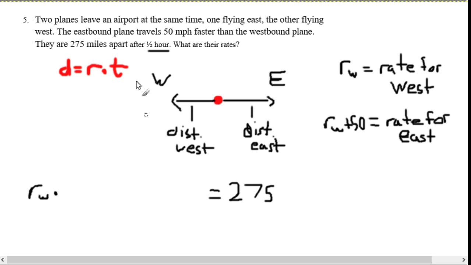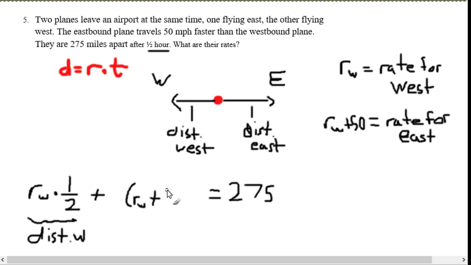Okay, so we're going to take the rate of the westbound plane times the amount of time, which again the time was 1/2 hour. So I'm going to multiply that by 1/2. Once again, this is my distance, right? This is my distance west, plus my rate for the eastbound plane is that same thing, plus 50. So R W plus 50.